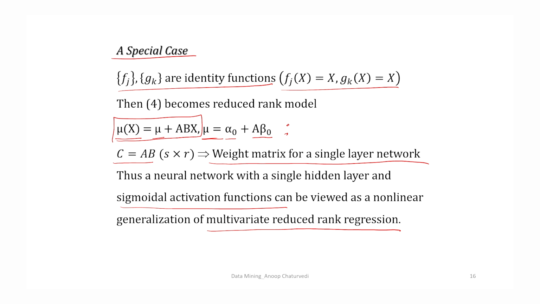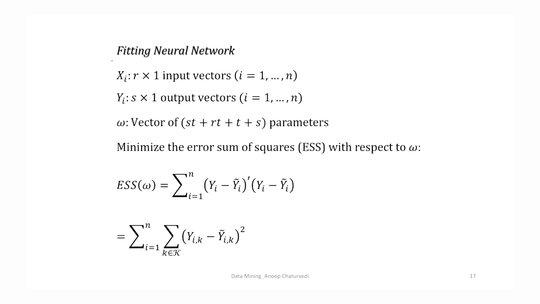Now, if you are using the sigmoidal activation function, then it may be viewed as a non-linear generalization of multivariate reduced rank regression. Now, we consider fitting of the neural network. So, suppose x i are R cross 1 input vectors, i equal to 1 to n.